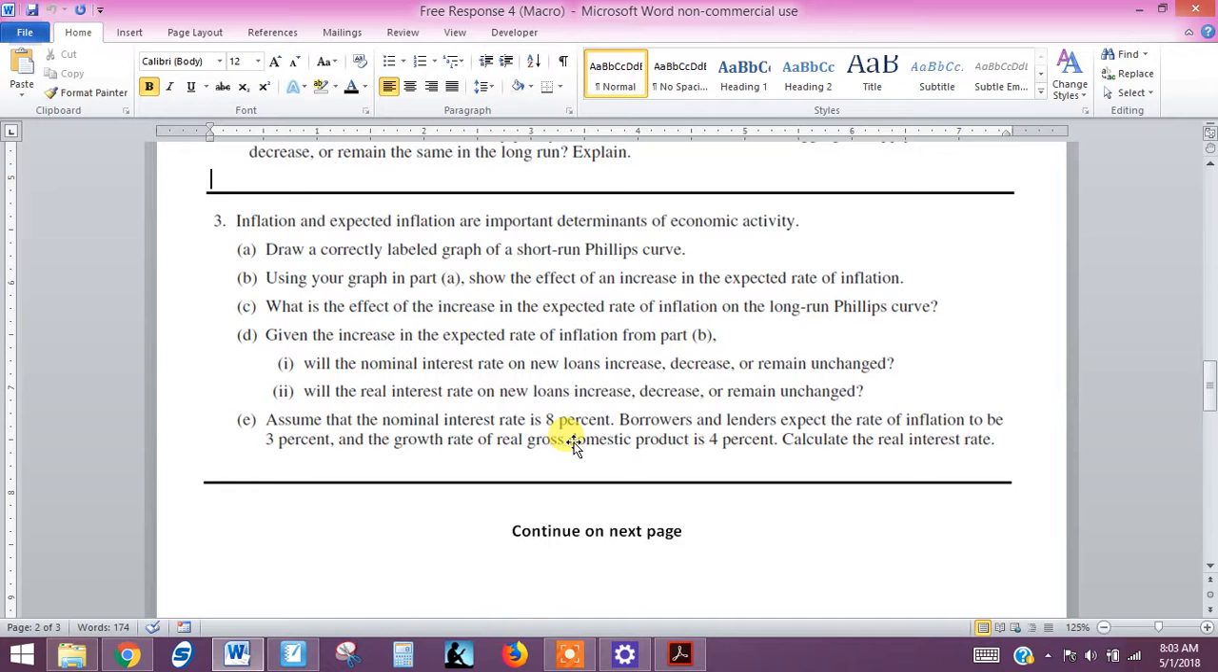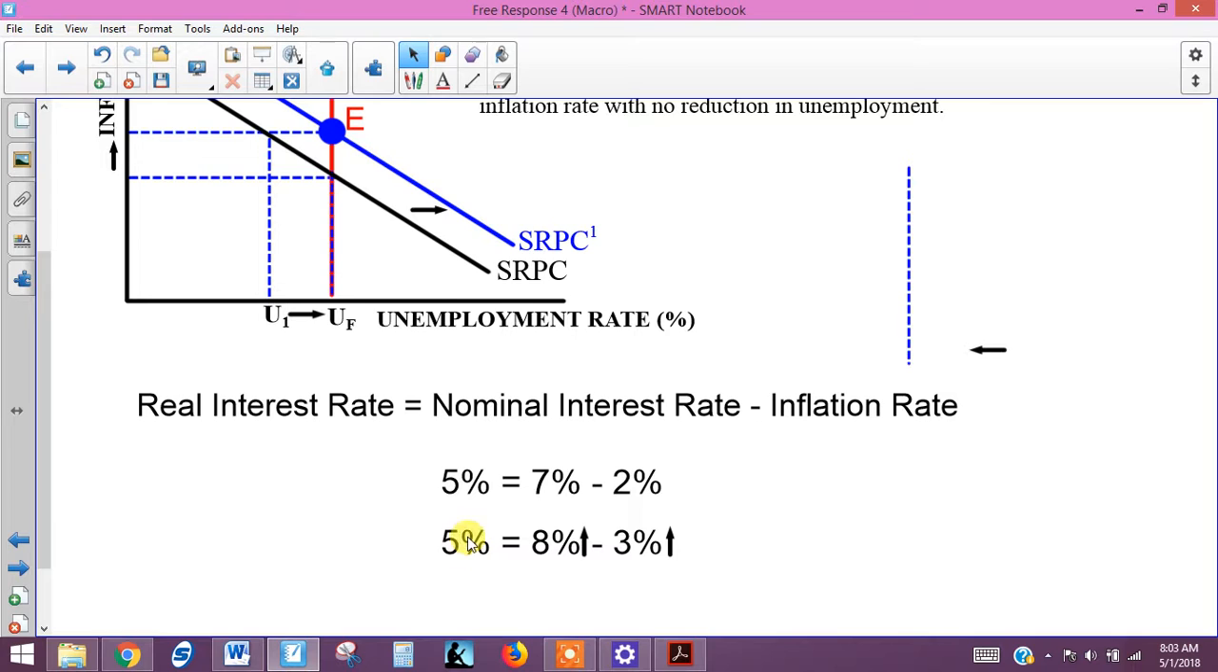We actually already have this. The 4% that they're giving you for the growth rate of the GDP, you don't need that at all. That's just in there to test you and make sure that you know the variables that are needed here, and that's not one of them. So you just need to go back, and we've already done it. They're giving you a nominal rate of 8% and an inflation rate of 3%, and we've done that right here, right? So you're going to get a real interest rate of 5%, and that takes care of question 3.